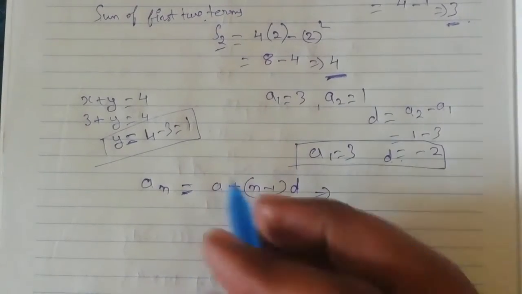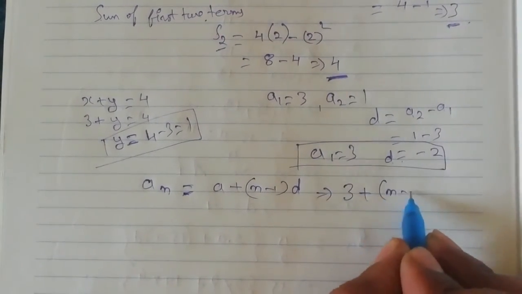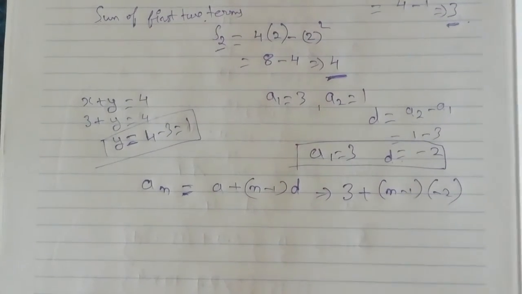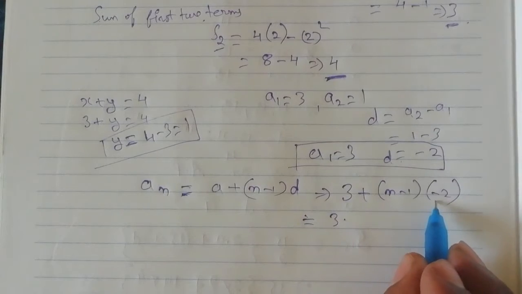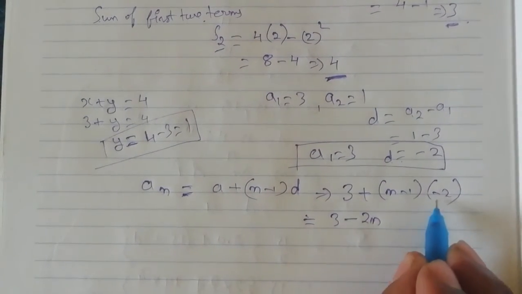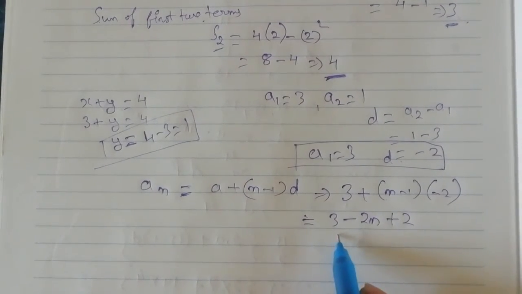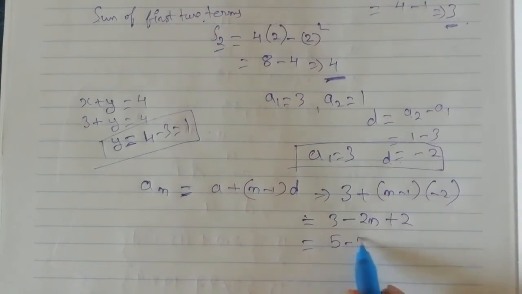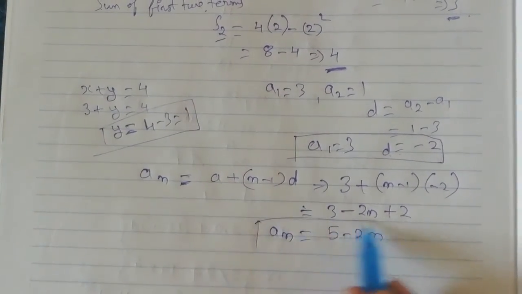So here we have the value of a equal to 3 plus n minus 1 into d, which is minus 2. So from here we have 3, and this minus 2 gets multiplied to n. So here we have minus 2n, and minus 2 into minus 1 is plus 2. So this can be written as 5 minus 2n. So now we have an is equal to 5 minus 2n.